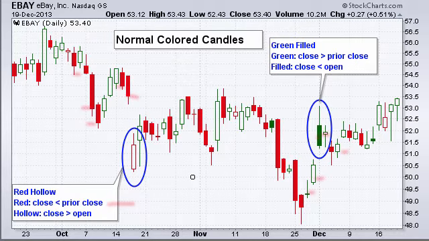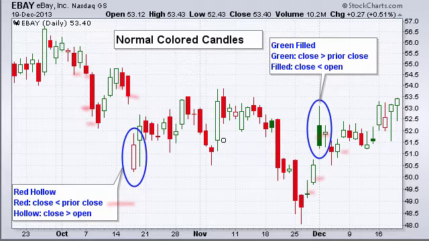Now the other option is the relationship between the close and the open, and that tells you whether a candlestick is going to be hollow or filled. So here we can see a filled red, and that means you had an open up here near 54.5 and a close down here near 53. So the close was well below the open, and that's why it's filled.